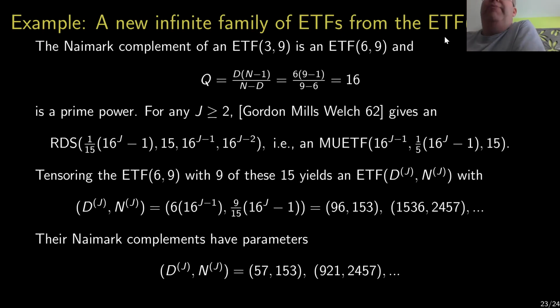Yes, it's still infinite. So what you do in this case is take the ETF 3,9 and then take what we call the Naimark complement of this. For any ETF (d, n), there's a natural construction of an ETF (n minus d, n). And what you get is an ETF 6,9.